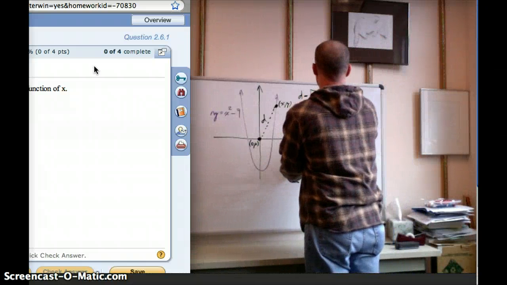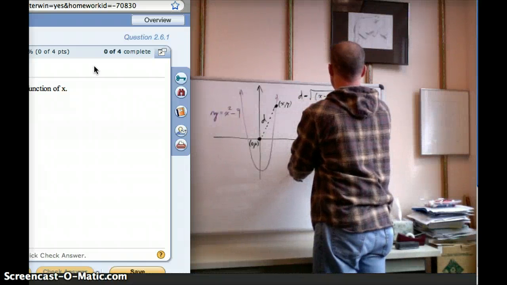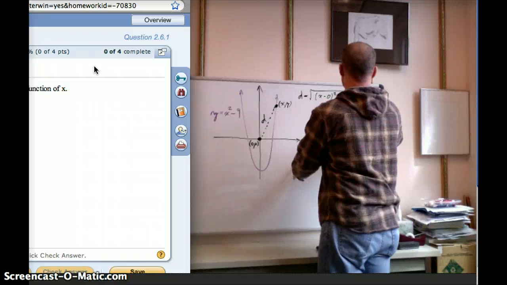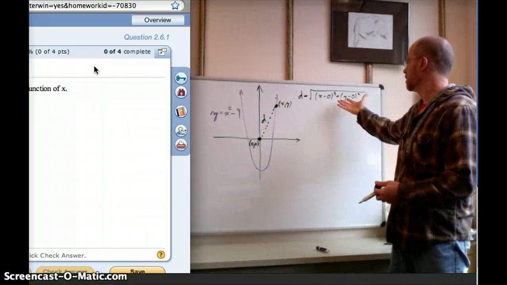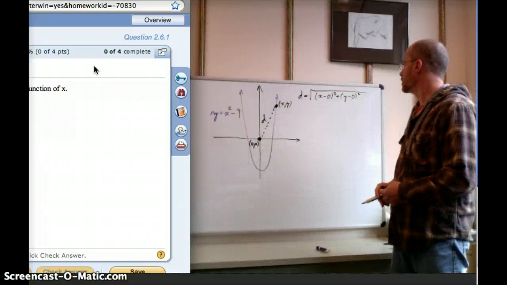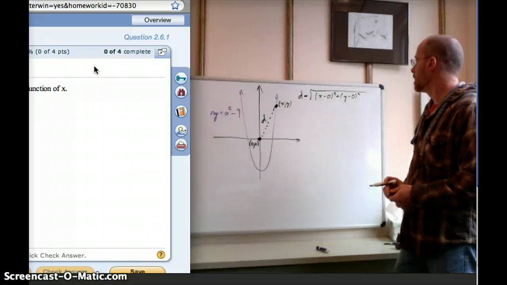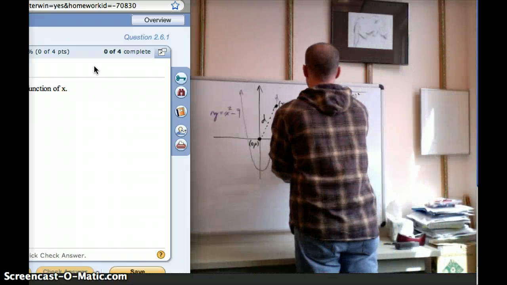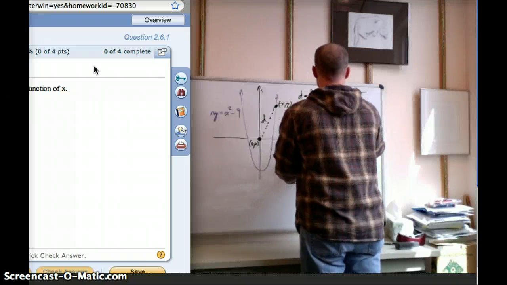So let me kind of quickly say this. Distance from (x, y) to (0, 0) will be the square root of x minus 0 quantity squared plus y minus 0 quantity squared. Take the square root of that, you get the distance. And this cleans up a little bit, or a lot, to that.